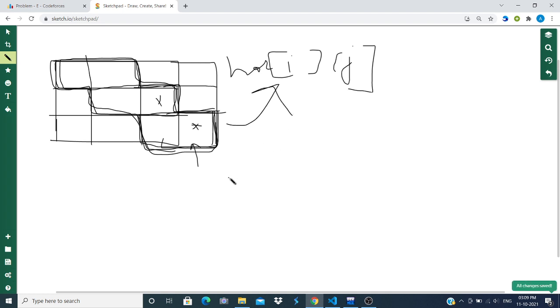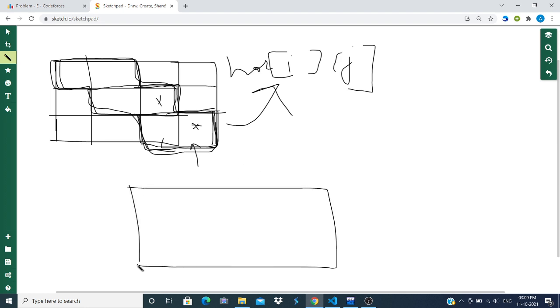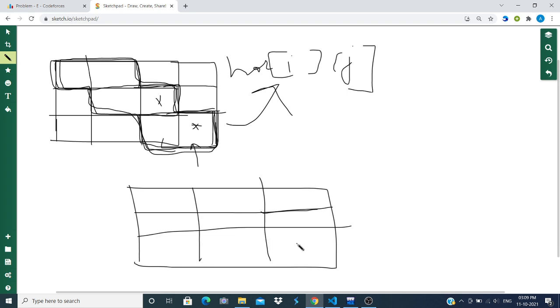But this is not the only case, right? It might be possible to have something like that, like I am ending my pattern at this, but I have something like this, you see. This is also one valid pattern, a valid staircase. Or it might also be possible to have something like this, right? This thing is also valid, right?